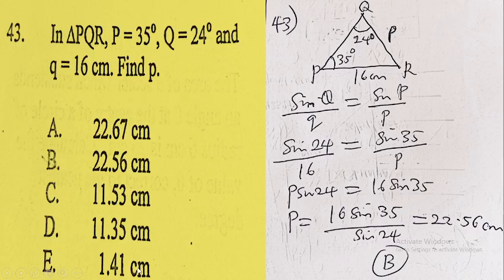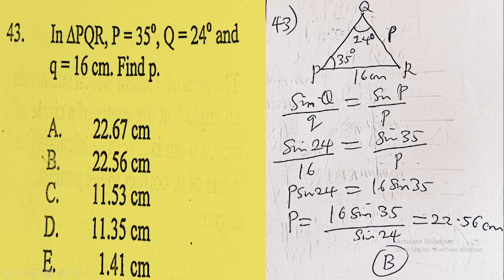Question number 43 is on sine rule. In triangle PQR, angle P is 35 degrees and angle Q is 24 degrees. Side q is 16 centimeters. Find side p. And this is the diagram if you look at it critically.